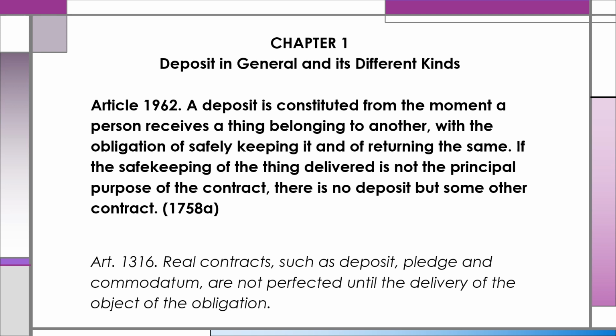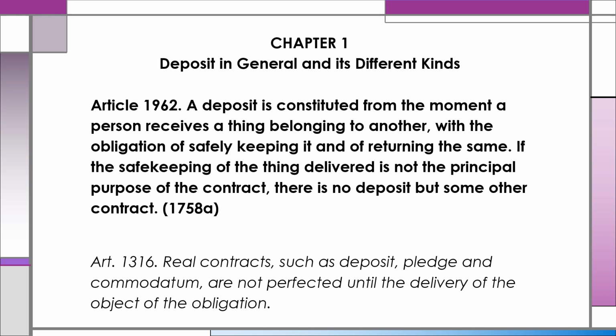Article 1962. A deposit is constituted from the moment a person receives a thing belonging to another, with the obligation of safely keeping it and of returning the same. If the safekeeping of the thing delivered is not the principal purpose of the contract, there is no deposit, but some other contract. So this provision gives us the definition of deposit.